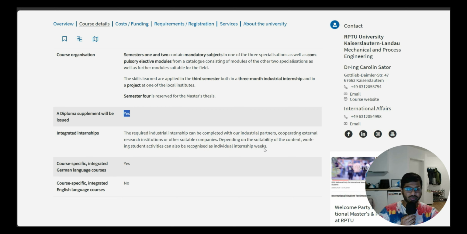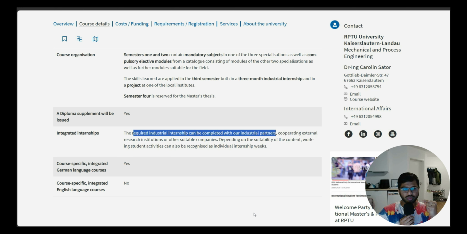Integrated internship, as we already discussed, the required integrated internship can be completed with our industrial partners. There are so many industrial partners, companies that are tied up with RPTU college. Please, the first application has to be with the partner companies, because they know RPTU college has a mandatory internship, and they will give more preference to people who are coming from RPTU college.